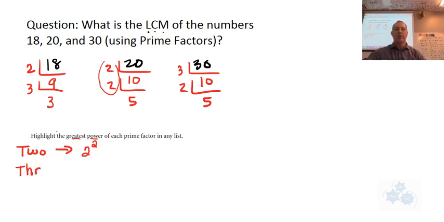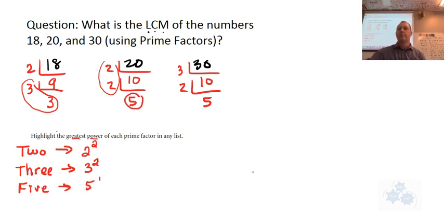What about 3, another prime factor? Which list has the greatest number of 3's? Right here. And so guess what? There are 2 of them, so that's 3 squared as well. And what about the other prime factor that's involved? 5. Which list has the most 5's? Well, there's only 1 5 in 2 of these lists, so let's just highlight one of them, and that's going to be 5 to the power of 1.